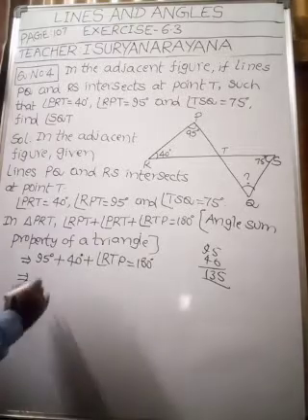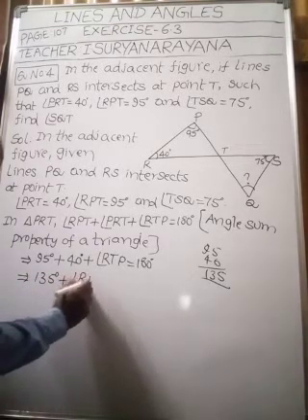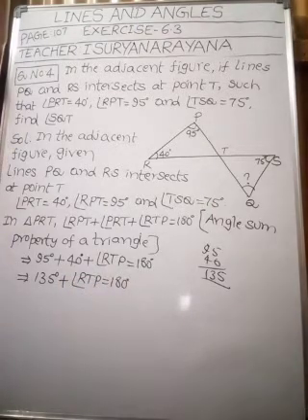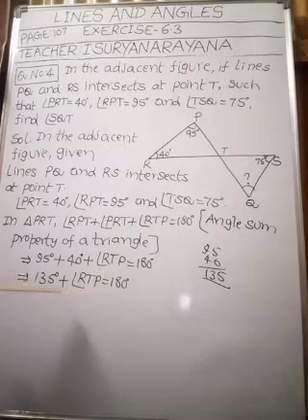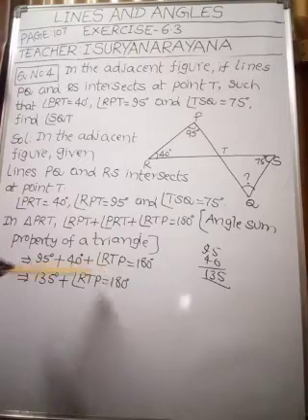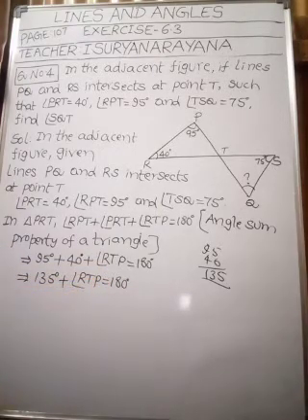135 degrees plus angle RTP is equal to 180 degrees. Understood this step, my children? By simplifying these two numbers, we got 135 degrees plus, we wrote this term as it is, equal to 180 degrees. Understood this step, my children?